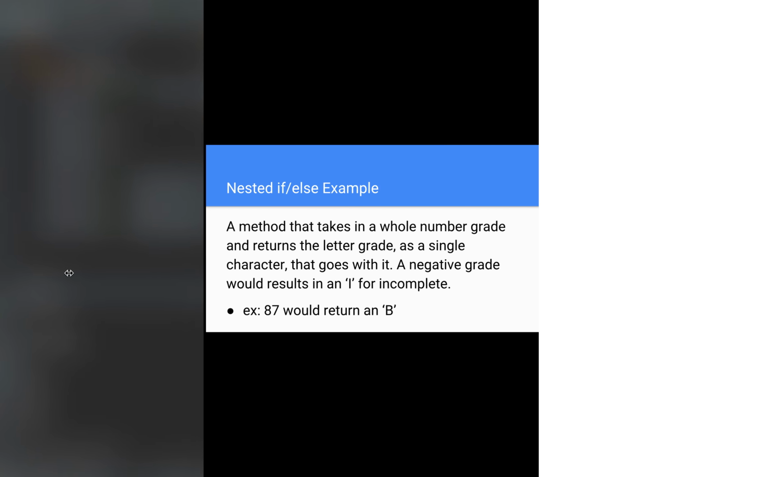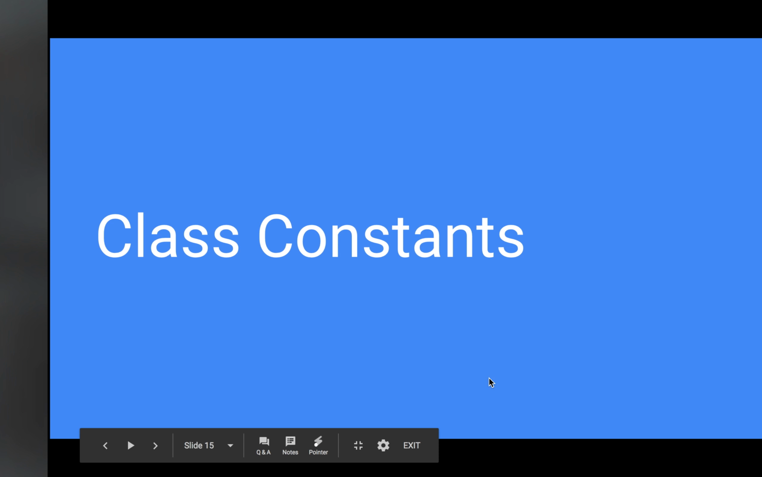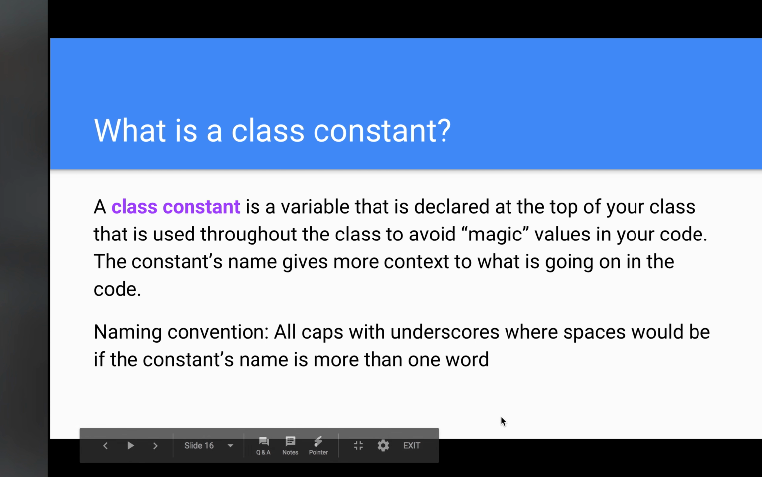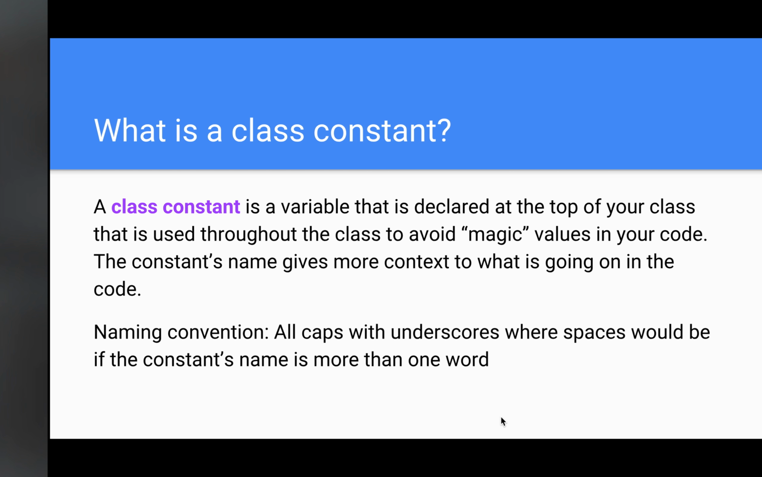So slide this over again. So class constants. A class constant is a variable that is declared at the top of your class that is used throughout the class to avoid magic values in your code. The constant's name gives more context to what's going on in the code. For example, if you had a 4 that you knew was going to be used multiple times, you wouldn't want to just put 4 everywhere, right? Because that doesn't make any sense. Nobody knows what that 4 means.